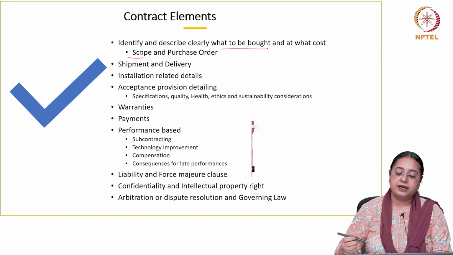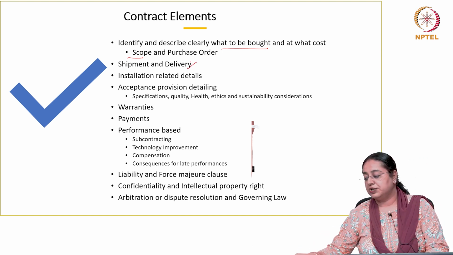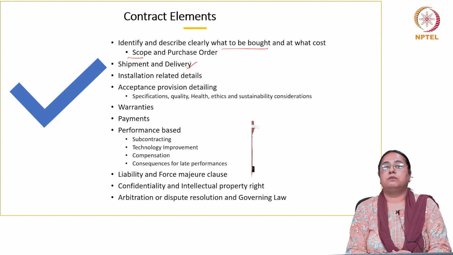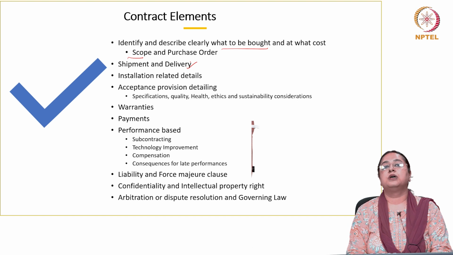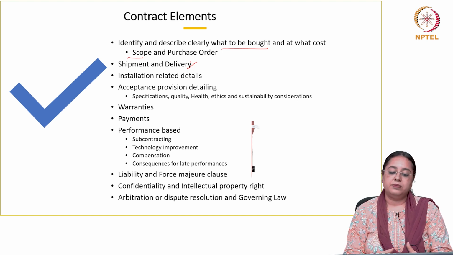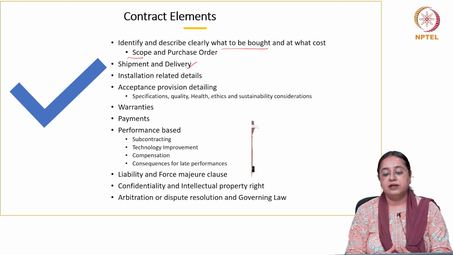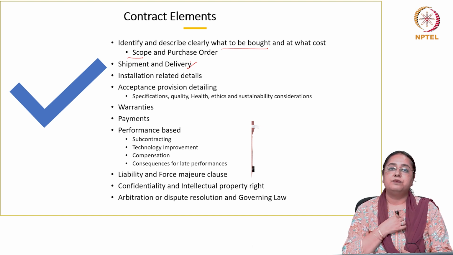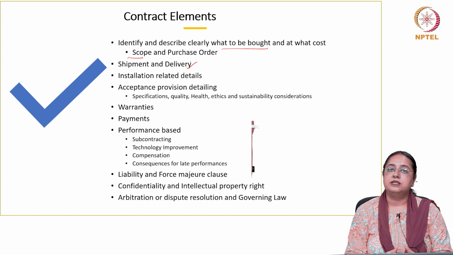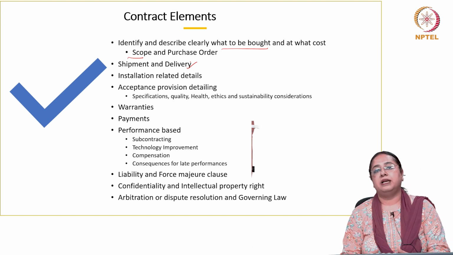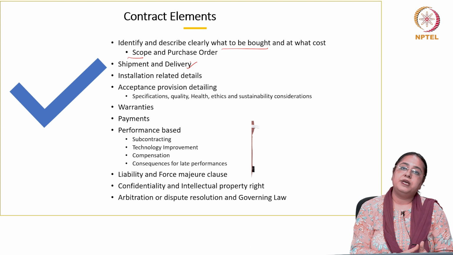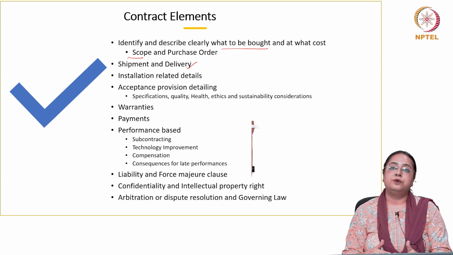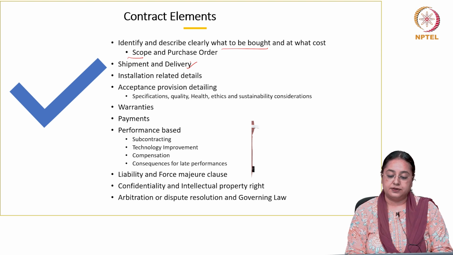Then comes shipment and delivery, how the product would be shipped. What kind of shippers will be used, what kind of third party logistics providers will be used, and how to monitor them? What are the delivery conditions? The details can be given in the schedules. But here it is very important to mention in the clause what happens if shipments are late, or if delivery is not according to the buyer's expectation or the agreed-upon indicators.